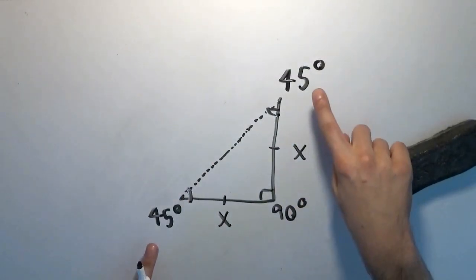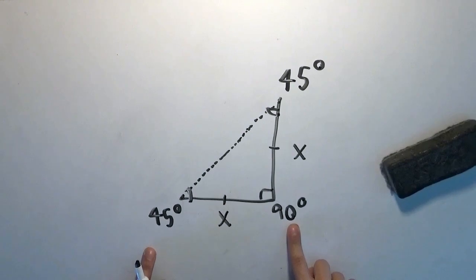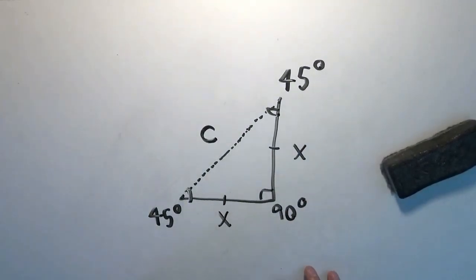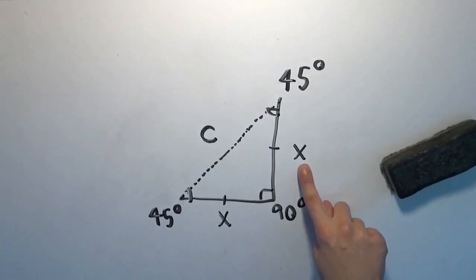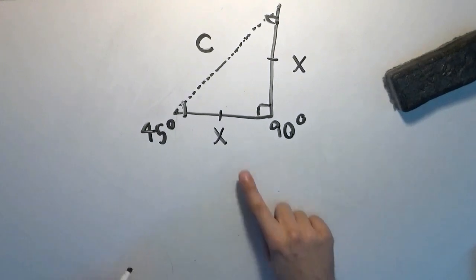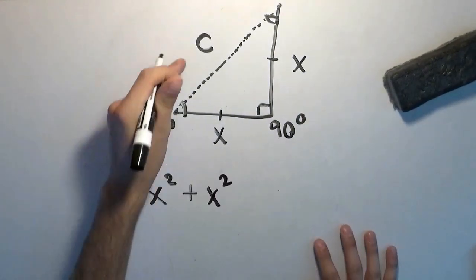Right? Together they add up to 90, plus this gives us 180. So we know that these are the same angle. And of course, we want to find out what the hypotenuse c is in terms of our side length x. And this isn't going to be too hard because, again, we have the Pythagorean theorem for that. So we know that x squared plus x squared equals c squared.